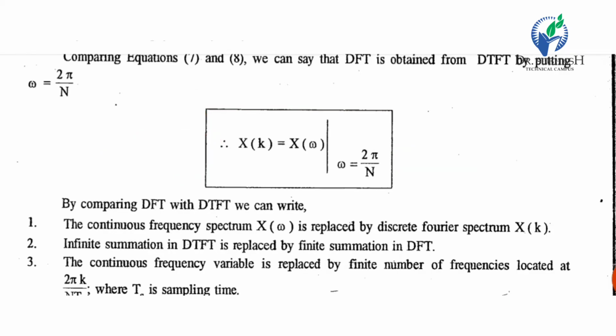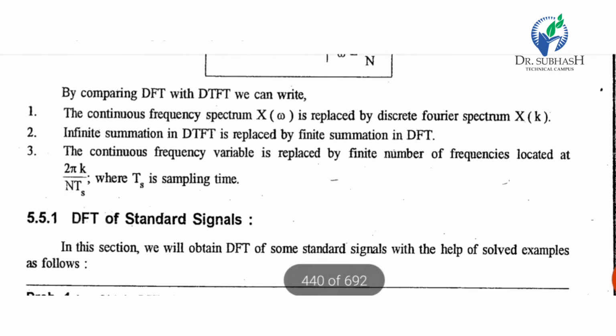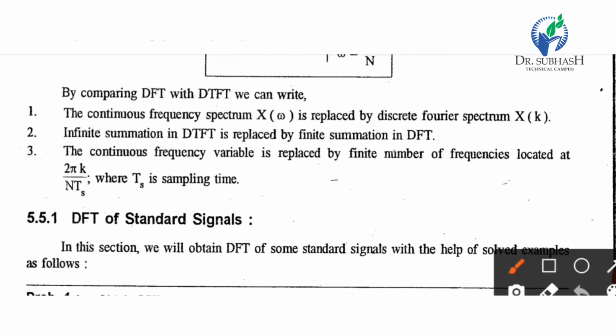So by comparing DFT with the DTFT, we can write that the continuous frequency spectrum X of omega is replaced by the discrete Fourier spectrum X of k. The infinite summation in DTFT is replaced by a finite summation in DFT. The continuous frequency variable is replaced by a finite number of frequencies located at 2 pi k upon N Ts, where Ts is the sampling time.